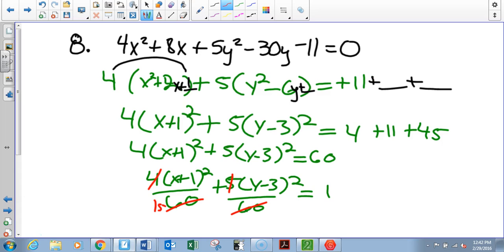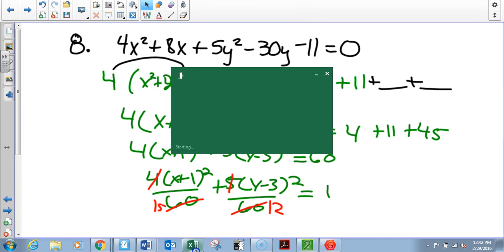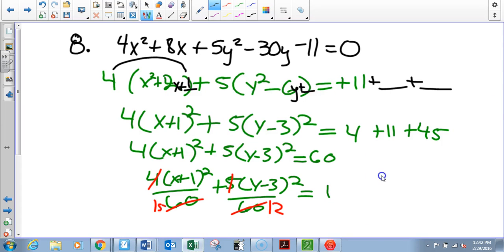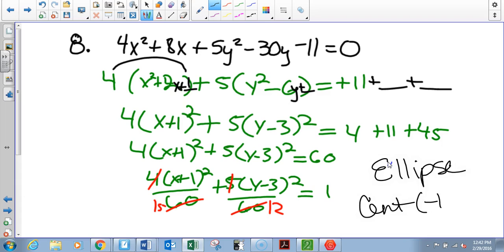5 divided by 16 was 12, yeah, that one's 12. Okay. So it is an ellipse whose center is at (negative 1, 3).